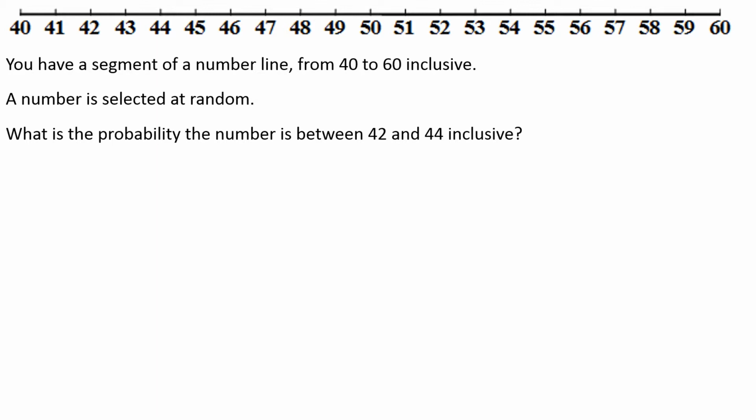Now, a trap here is that students might say, hey, if I count from 40 to 60, I'm counting 21 different numbers there. And if I look at 42, 43, 44, that's 3 different numbers. So 3 divided by 21 reduces to 1/7. Problem with that is you got to remember on a number line, there's actually an infinite number of different points I could use. If I'm talking about between 42 and 44, I could do 42.3. I could do 43.06597.